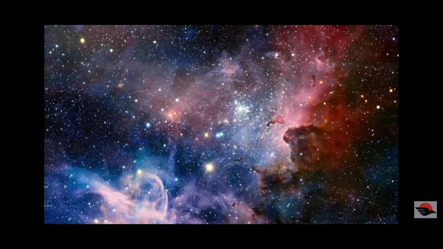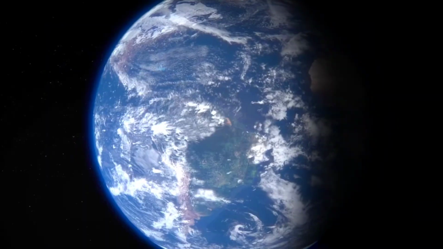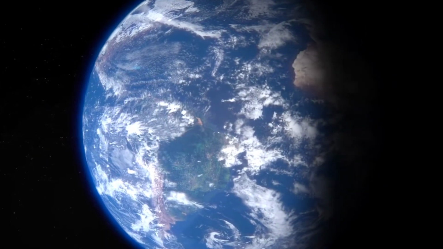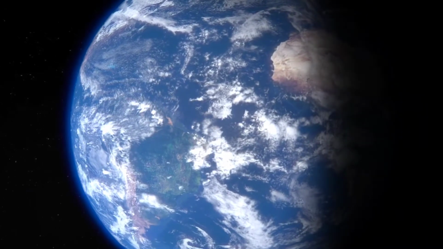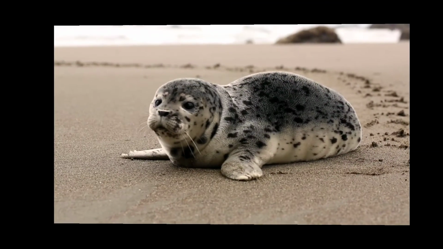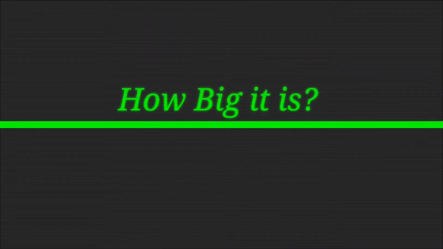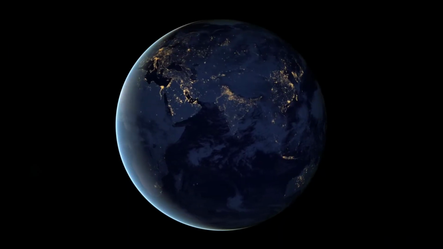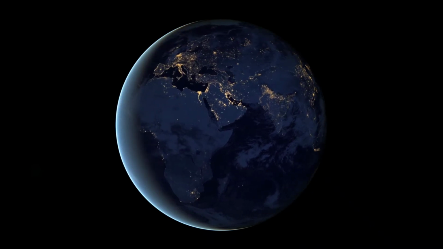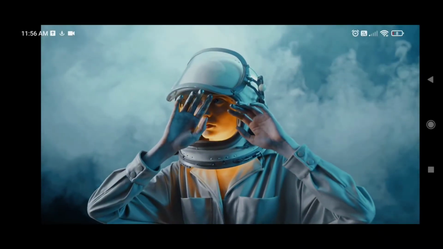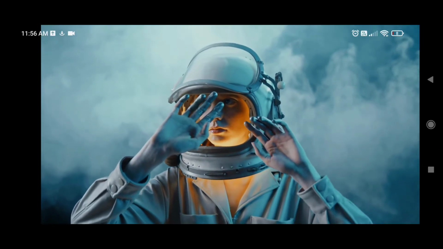To do so, let's take a reference, and for that I have chosen our own home, our Earth. If we talk about Earth, what do you think? A planet with millions of species and trillions of trees and matter. How big is it? The answer would be very big, isn't it? But I can bet you that by the end of the video, your thinking about this would change.